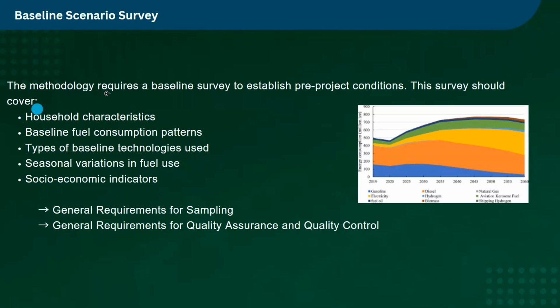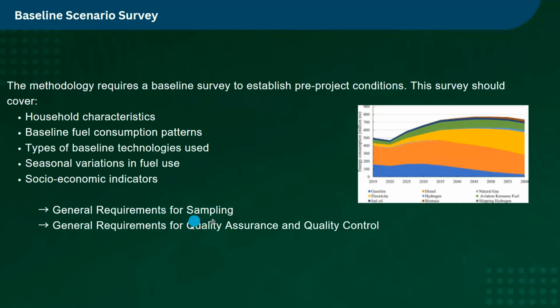And are there any socio-economic indicators? Okay, so these things are very important because when you apply this methodology in different regions, they would have different characteristics, because people may have different habits. Maybe the heat, the weather is different. So a lot of climatic conditions are different. So every one of these parameters would be different. So we need to do a survey initially to establish these pre-project conditions.